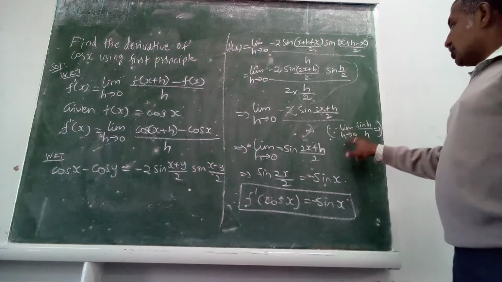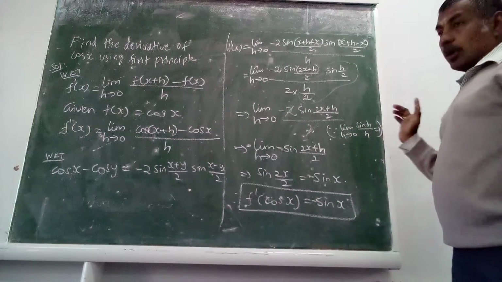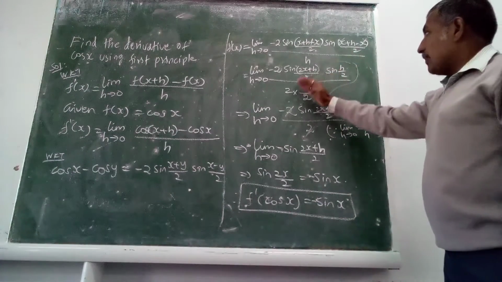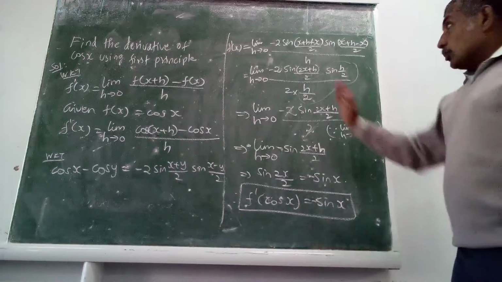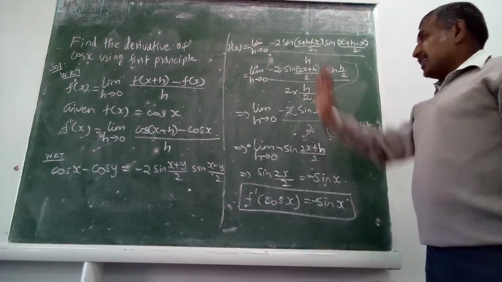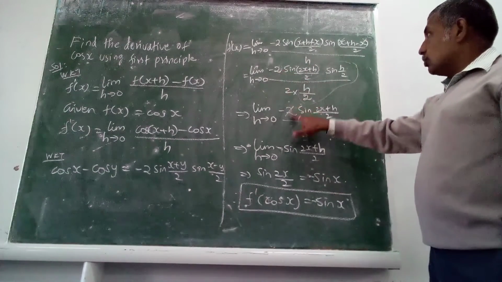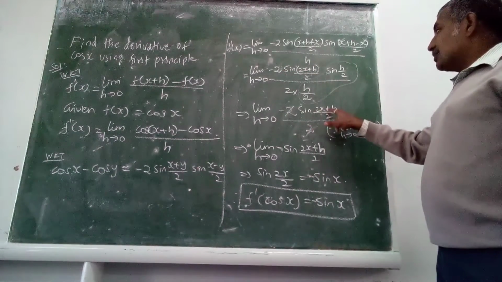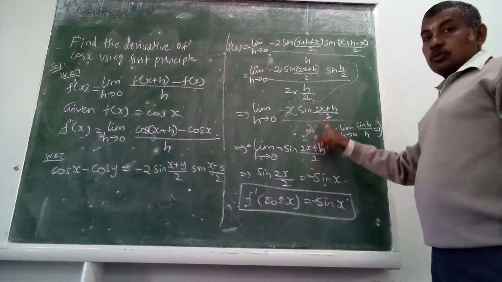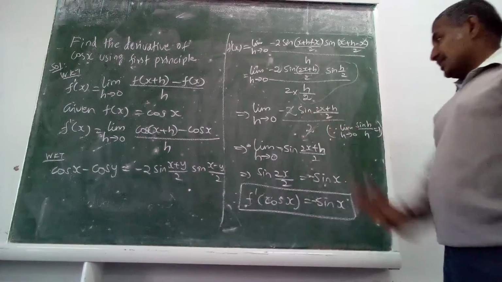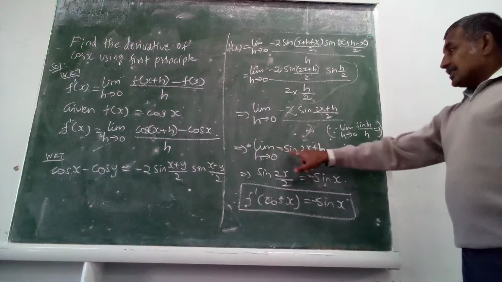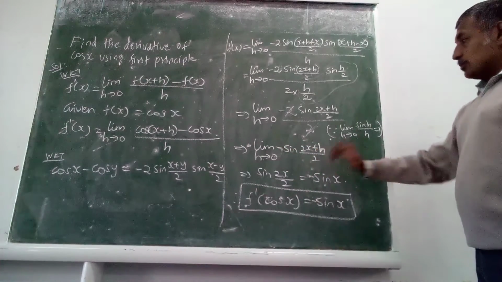Already we know that limit h tends to 0 of sin h by h is equal to 1. So this factor becomes 1. Any number multiplied with 1, the answer is that number itself. So only the other part we are taking. What is there? Minus 2 sin of (2x plus h) by 2, whole divided by 2. The denominator 2 and numerator 2 get cancelled. Then minus sin of (2x plus h) by 2.